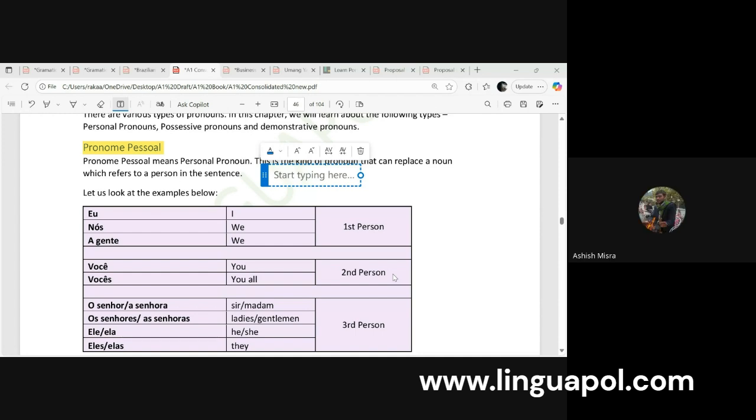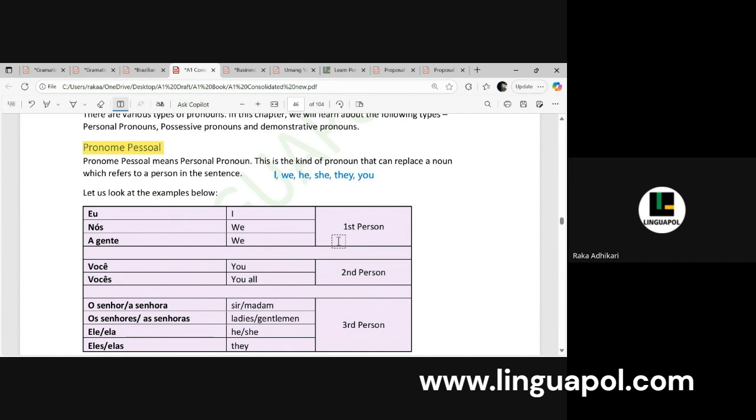I, we, he, she. Exactly. I, we, he, she, they, you. All these are personal pronouns. Ok, vamos ver em português. Primeiro temos pessoa primeiro, first person.